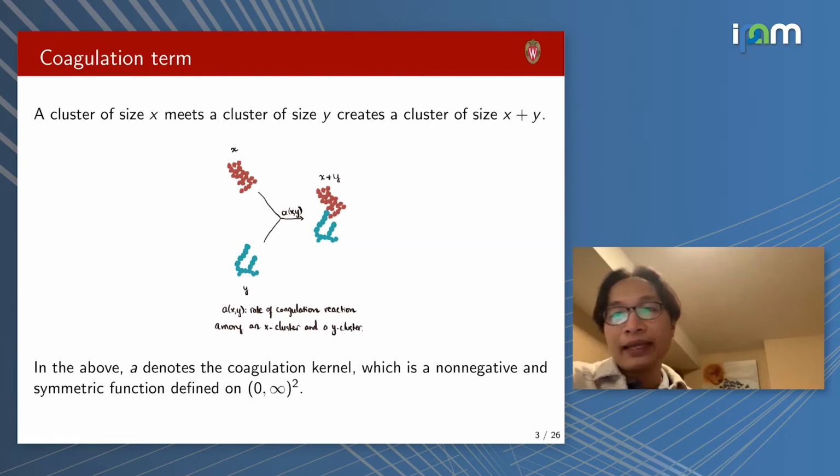And depending on certain models in practice, A can be different, but in general, A is symmetric and non-negative. Again, in different areas and different perspectives, A can be different.